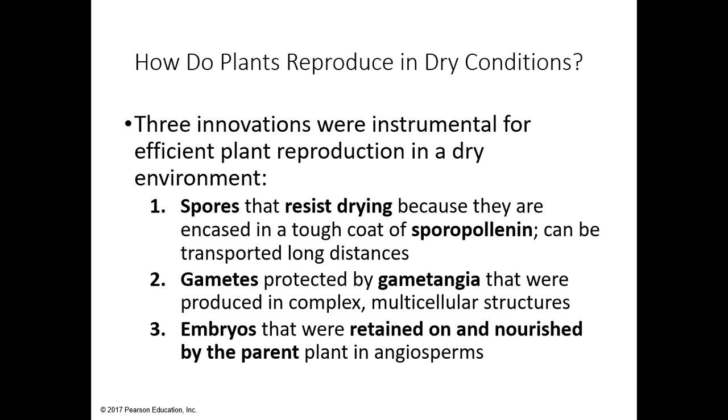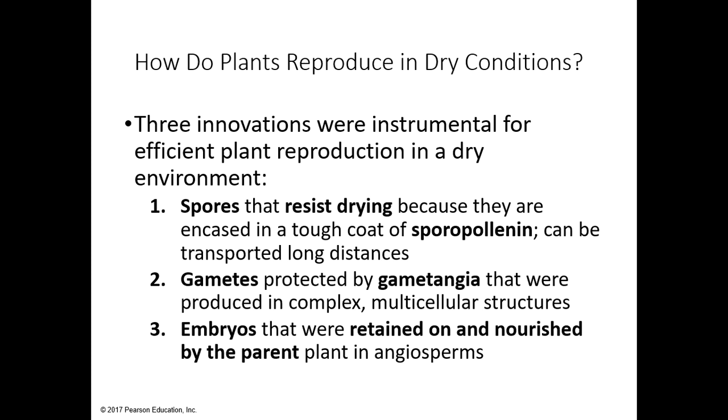So 3 innovations were very important for plants in terms of reproducing in a dry environment. They need to have spores that were going to resist drying, because obviously the spores now are no longer going to be in the water, where drying out is not an issue. Now they're going to be out of the water. So to resist that drying, they're encased in a tough coat of something called sporopollenin, and that allows them to be transported long distances. We're also going to see the gametes are protected by structures called gametangia that produce complex multicellular structures. And we're going to see that embryos in angiosperms are going to be retained and nourished by the parents here.